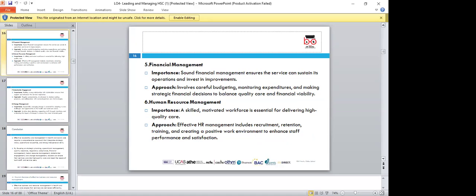Financial management, we spoke about that. Financial management is managing the finances of an organization. We spoke about how important it is. It involves budgeting and forecasting, expenditures and all that. What we say human resource management is more about skill development, training development, and all that. So there should be effective HR management skills, recruitment, retention, training, creating positive feedback, and all that.